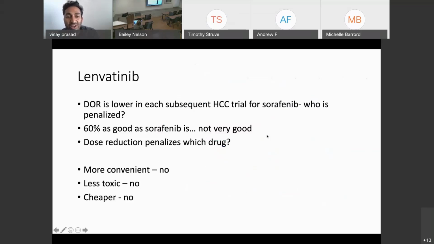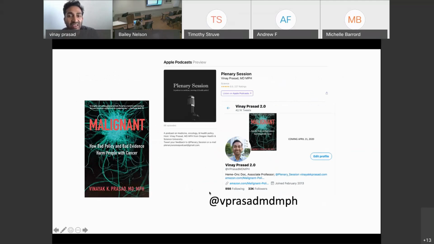60% as good as sorafenib is not very good. The dose reduction penalizes sorafenib. It's not more convenient. It's not less toxic. It's not cheaper. It's really emblematic. Okay, I'm going to stop there.